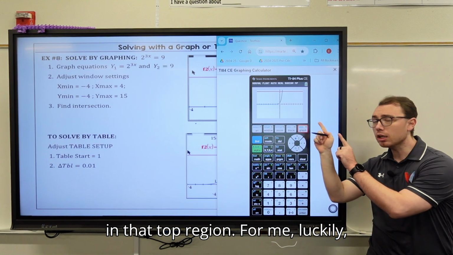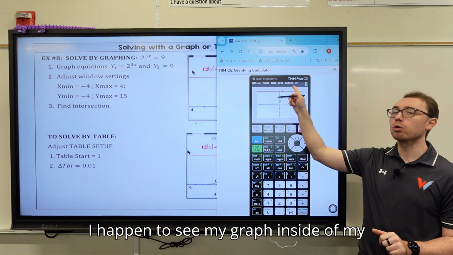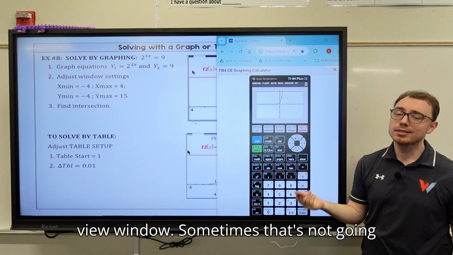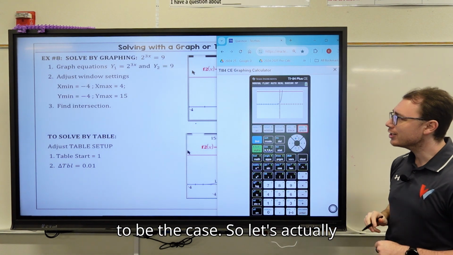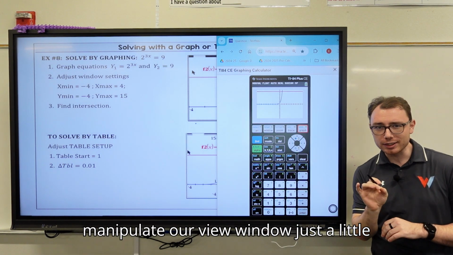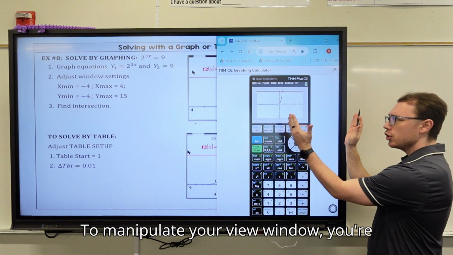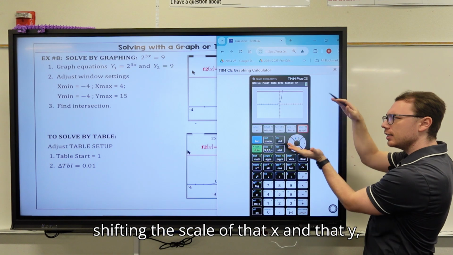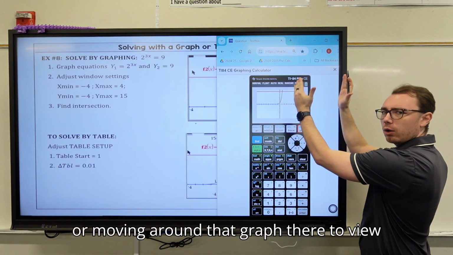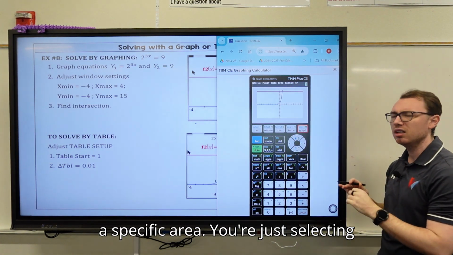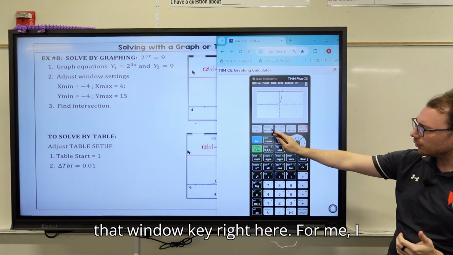For me, luckily, I happen to see my graph inside of my view window. Sometimes that's not going to be the case, so let's manipulate our view window just a little bit so we have that practice. To manipulate your view window, you're shifting the scale of x and y, or moving around the graph to view a specific area. You're just selecting that window key right here.